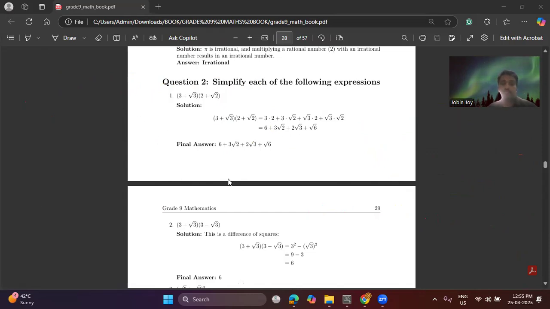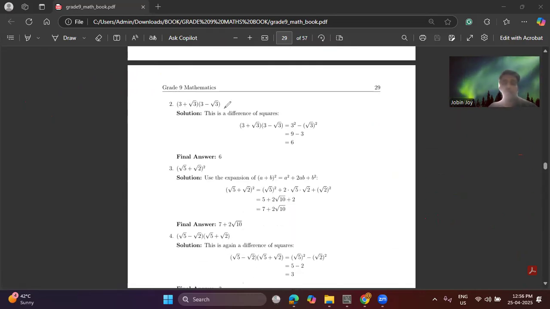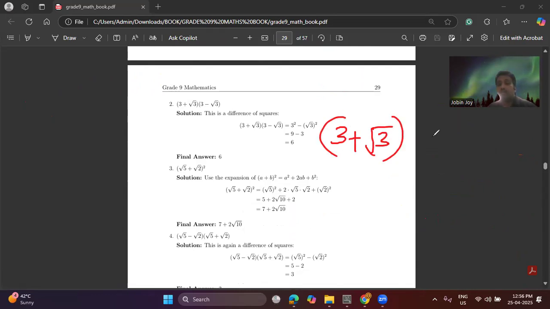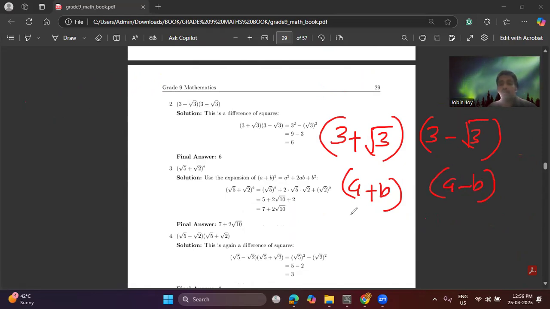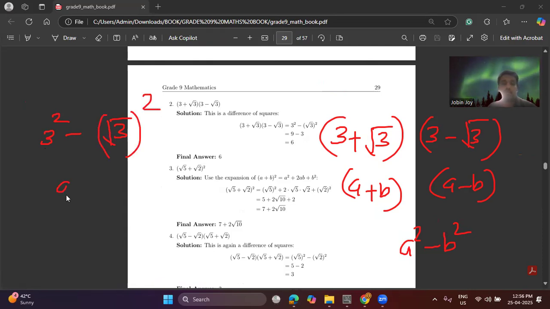Next question. 3 plus root 3 into 3 minus root 3. So this is in the form of the identity a plus b into a minus b. What is a plus b into a minus b? a square minus b square, right? So the answer will be 3 square minus root 3 square. 3 square is 9. So 9 minus root 3 square, which is root 3 into root 3, that is 3. So the answer is 6.